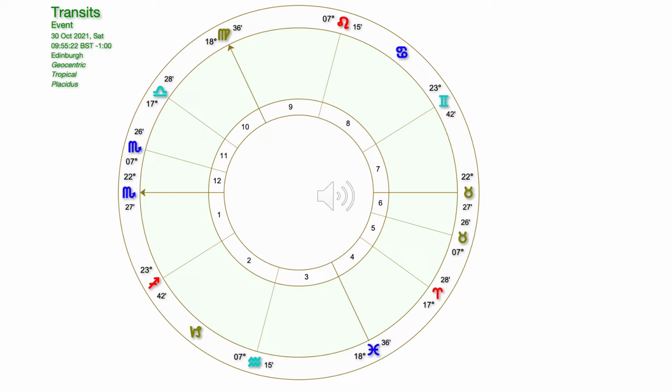So as you can see, this is an empty chart. There's no planets here at the moment, but around the outside there are the signs of the zodiac. Now there are 12 signs. In this case, we are starting at Scorpio, as I said, and moving around Sagittarius, Capricorn, Aquarius, and so on.